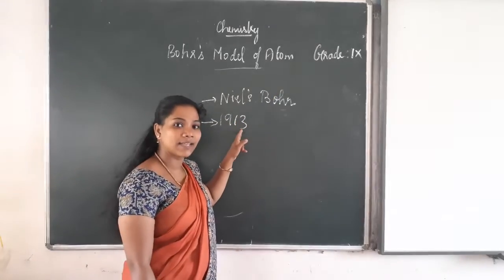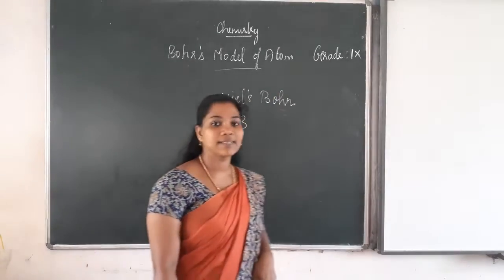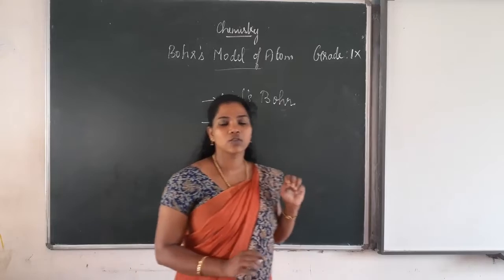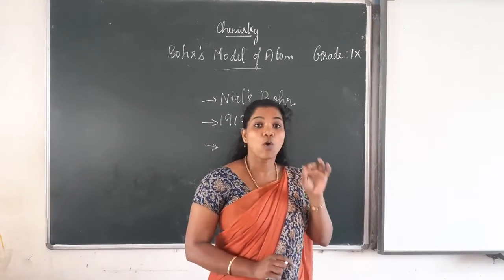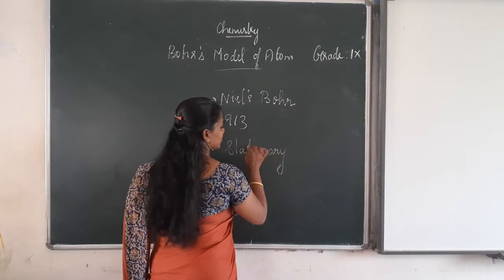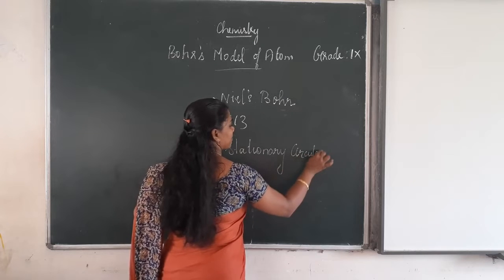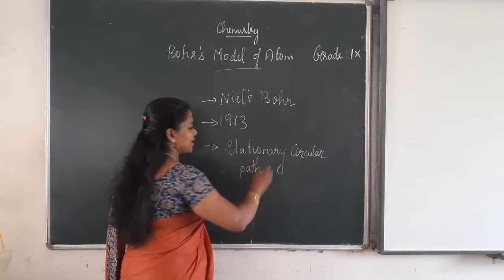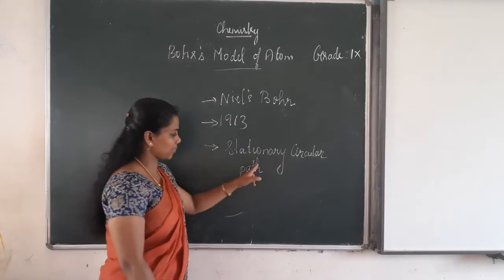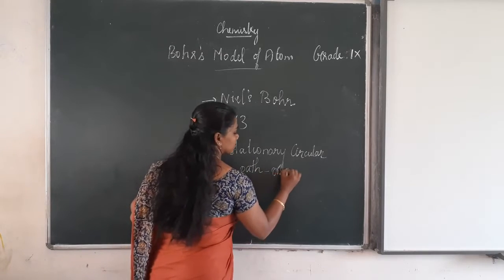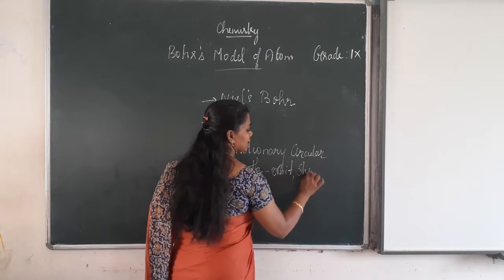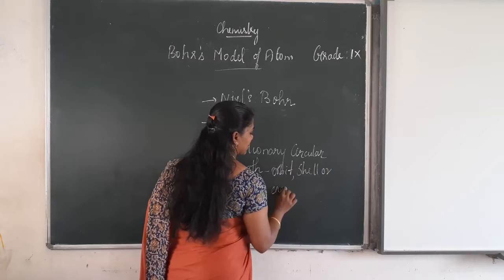In the year 1913, he postulated this theory. According to Niels Bohr, the electrons revolve around the nucleus only in stationary circular paths. This path is called an orbit. The path in which the electron rotates is called what? Orbit, or you can call it a shell, or an energy level.